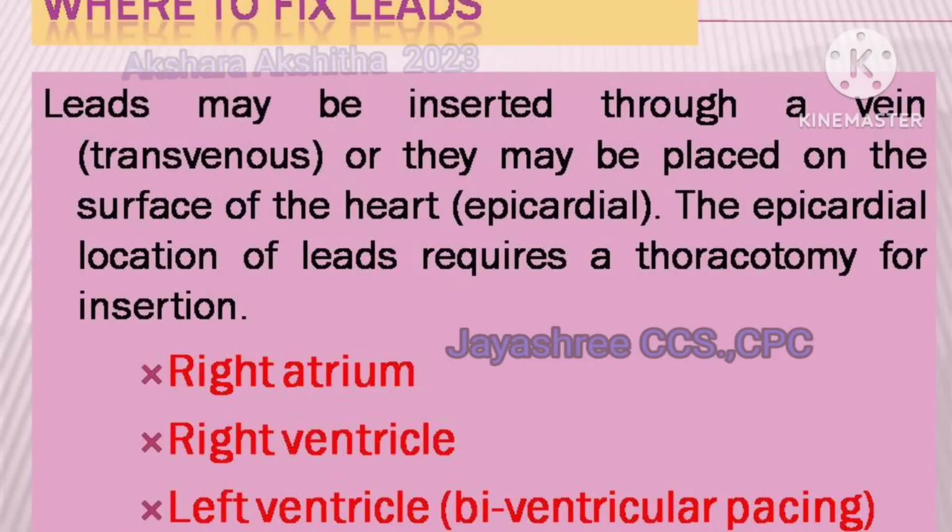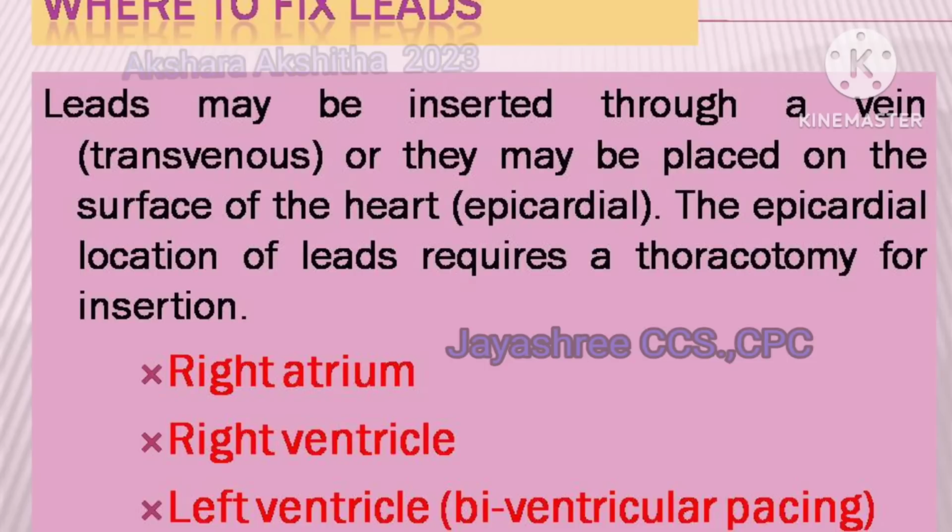Okay, so first we need to see the approach of the leads. There are three types of approach we have in the CPT codes. Then where the leads will be fixed: either right atrium, right ventricle or left ventricle. Left ventricle is called biventricular pacing. Okay, this is the fixing of the leads.